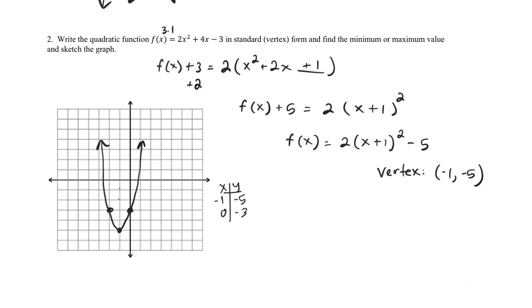Now, when it says find the minimum or maximum value, what they're saying is the vertex, but we need to identify it as a minimum or a maximum. In this case, it's a minimum value because it's at the bottom of the parabola.